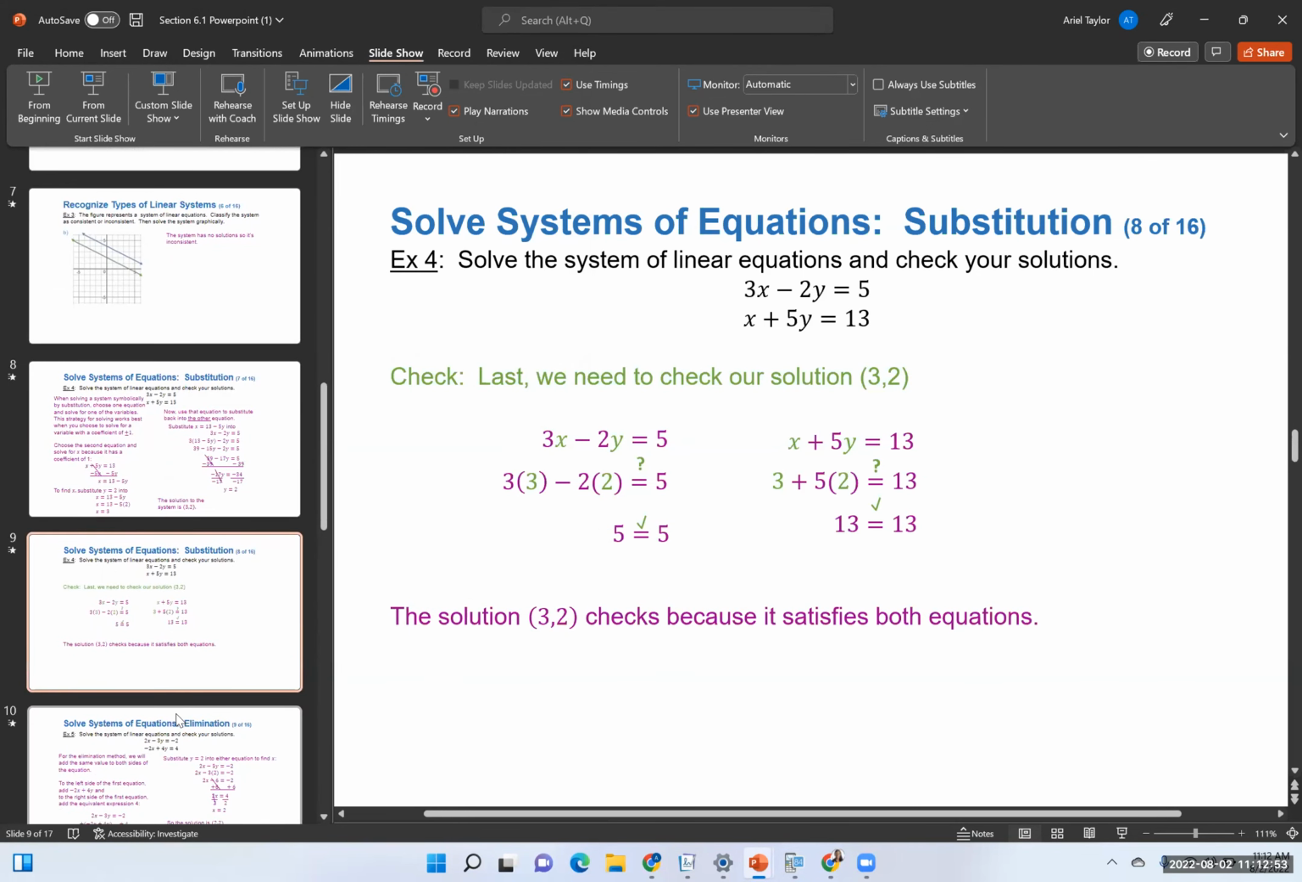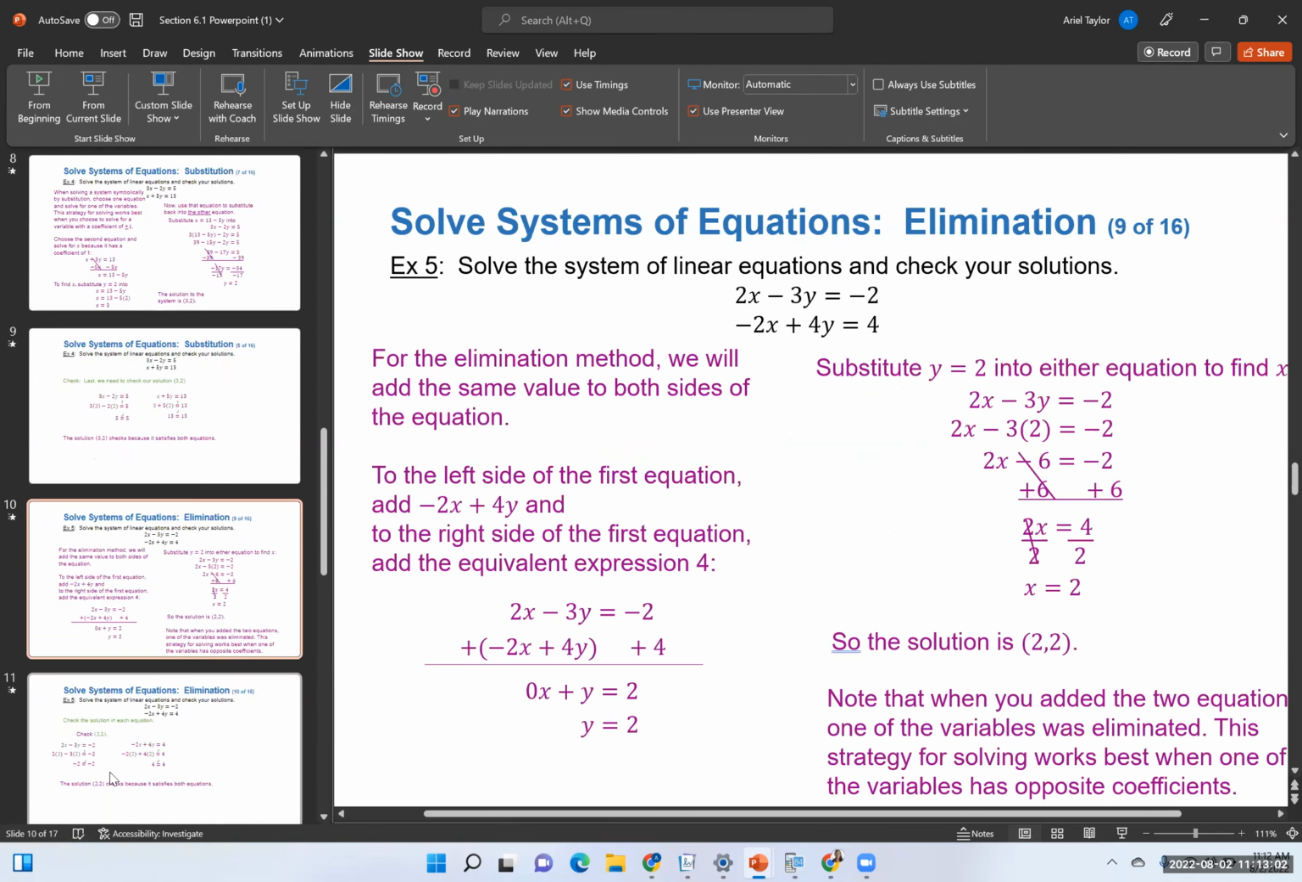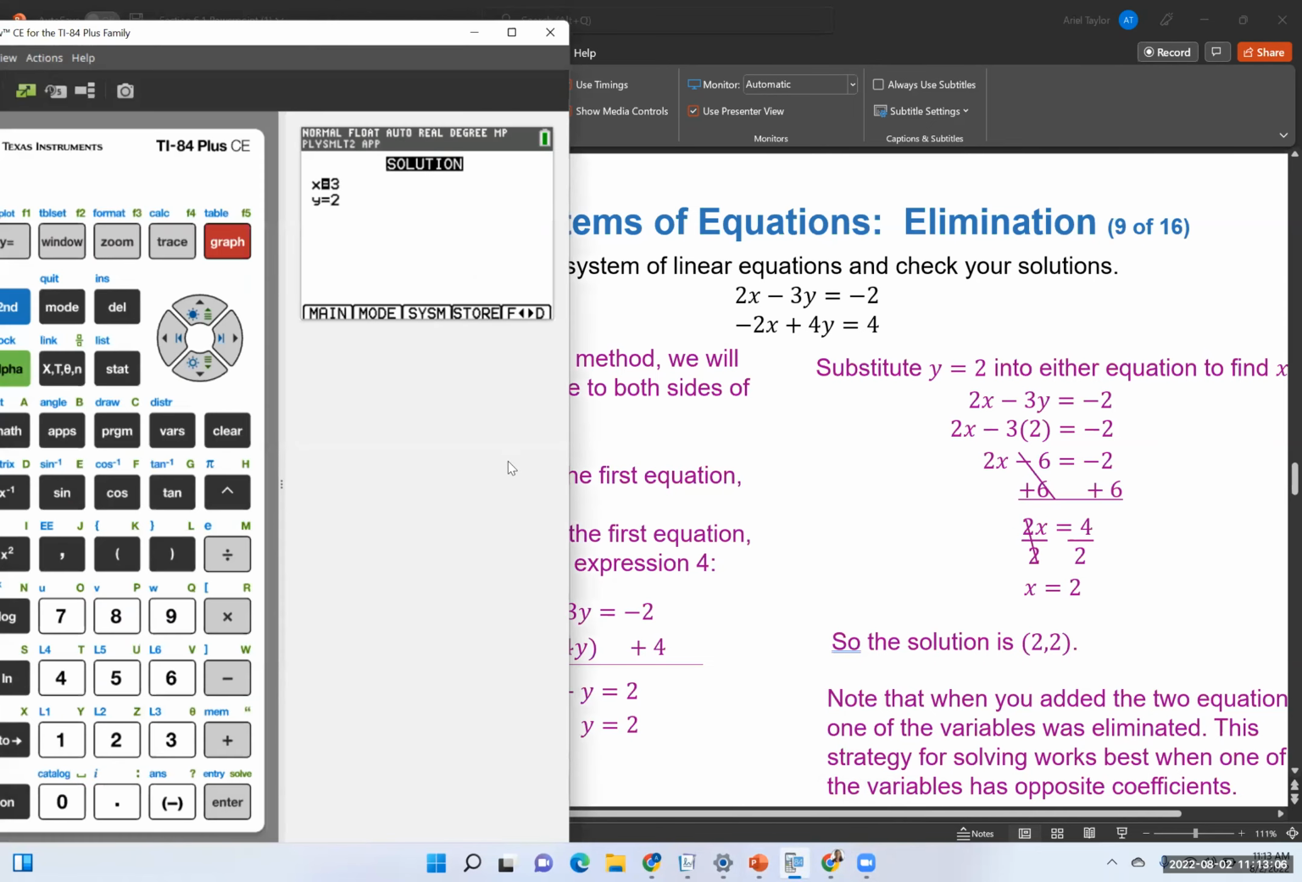So of course, the second part is just checking your work. Plug in that 3 and that 2 and make sure that it does work. And indeed it does. You can always check your work. Number 5, let's do that one together. And I'm going to move a little quicker this time, okay?